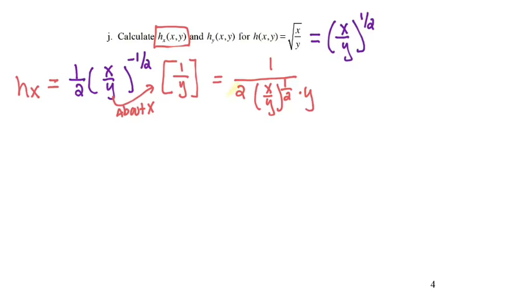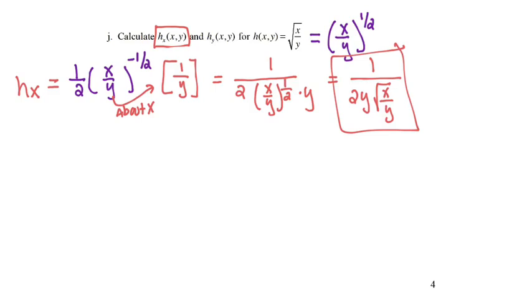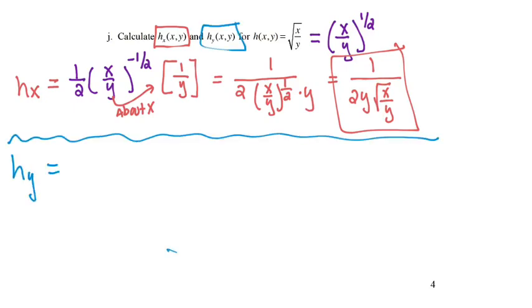And of course, our only numerators that were left were 1s, so we just have a 1. And then we should clean this up a little bit since we have a single 2 and a single y. Then let's go ahead and write this as 1 over 2y, and we could have either done parentheses to the 1/2 or we could have done the radical format. And now we're ready to find the partial derivative about the y variable.